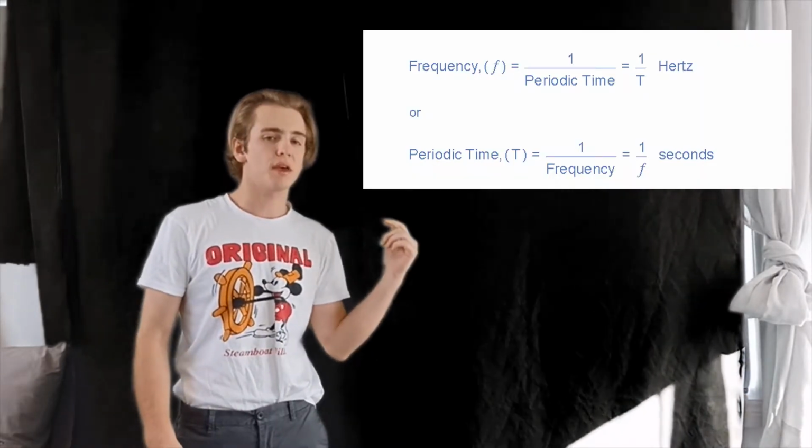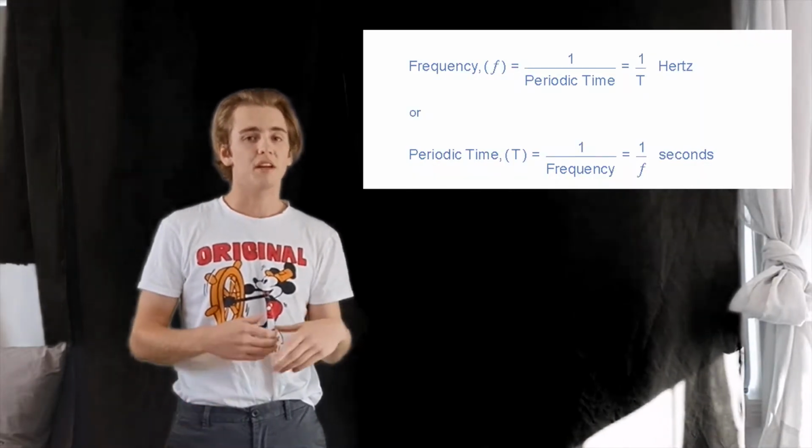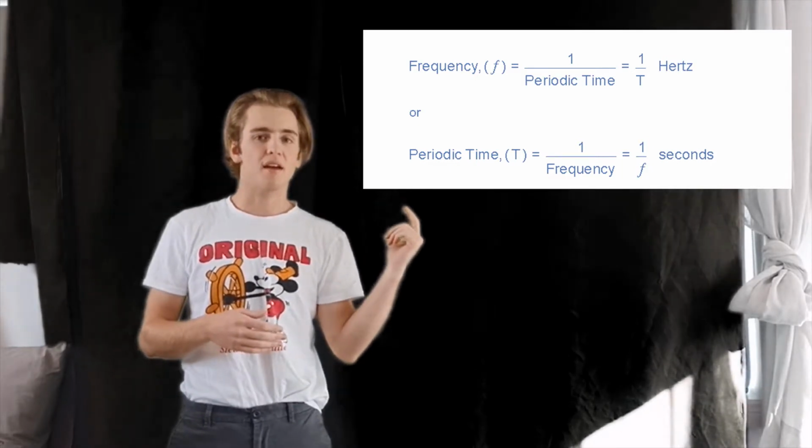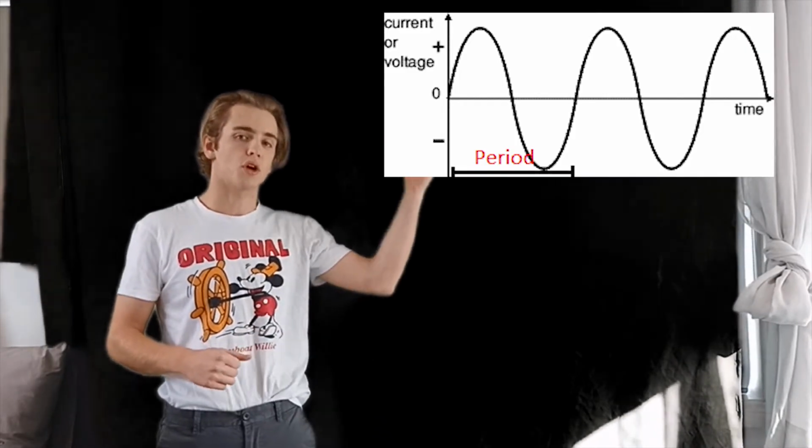Another important aspect of the sine wave is that the frequency and the period are inverse of each other, meaning that if you're given the frequency, you can easily find the period of the wave, or vice versa. Finally, the period is how long it takes for a full cycle to complete.